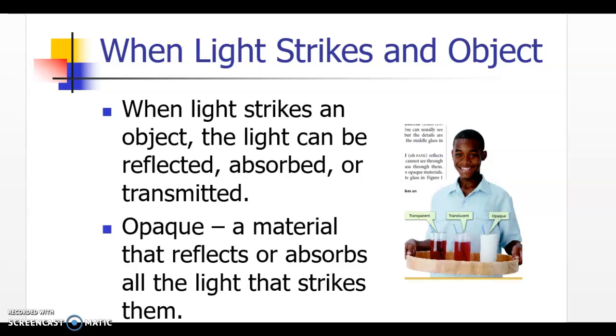And this guy is holding the tray here that shows you the different things that can happen when light strikes an object. If the object is opaque, it reflects or absorbs all the light that strikes it. And what happens with something opaque is that you cannot see through it. So something like milk, if you put milk in a glass, it looks like he's got milk in his glass there, that's opaque, which means that it absorbs the light that strikes it or reflects it all back, and when that happens, you cannot see through it. So opaque means I can't see through the material.